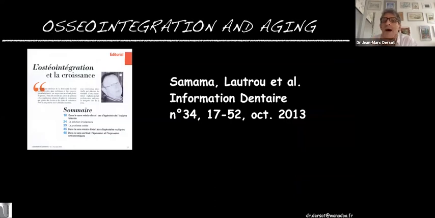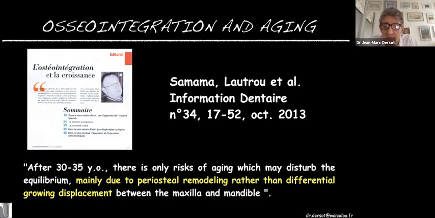So how do implants evolve with the years? The title of my slide is Osseointegration and Aging. And this is a paper, unfortunately written in French. The issue of this journal was about the single edentulous. And the photo of the guy you see on the paper was one of my professors. He was an orthodontist. He retired 3-4 years ago. But he wrote this sentence in the paper: after 30, 35 years old, there is only the risk of aging, which may disturb the equilibrium, mainly due to periosteal remodeling rather than differential growing displacement.